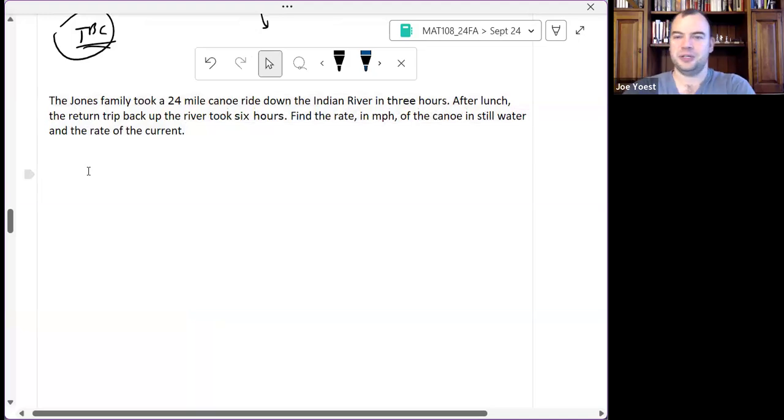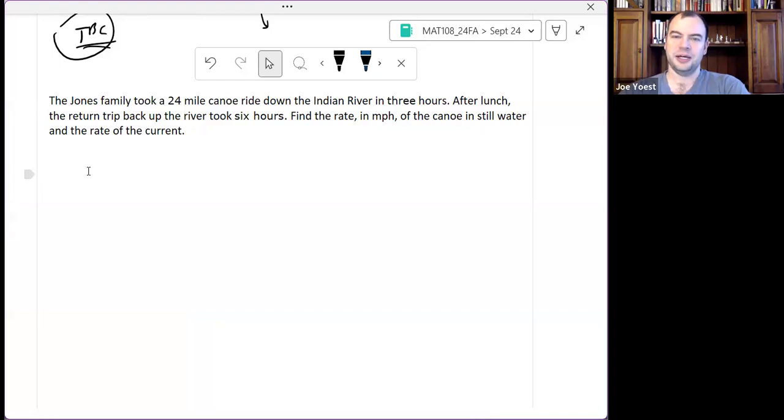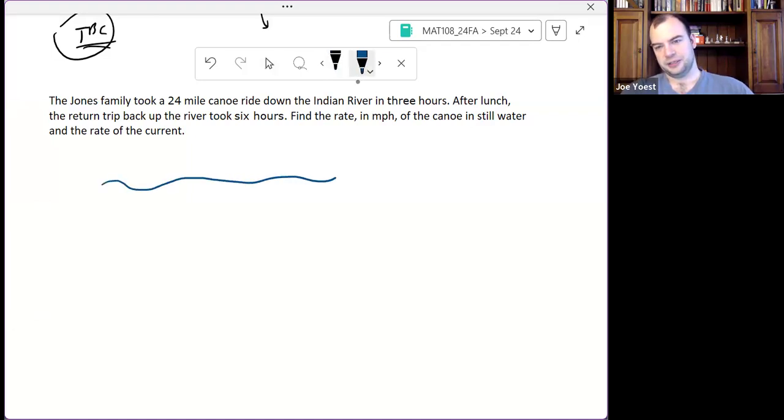The Jones family took a 24-mile canoe ride down the Indian River in 3 hours. After lunch, the return trip back up the river took 6 hours. Find the rate in miles per hour of the canoe in still water and the rate of the current. So what's the idea? We have a river here, and we're thinking that there's a current generally going this direction, let's say.